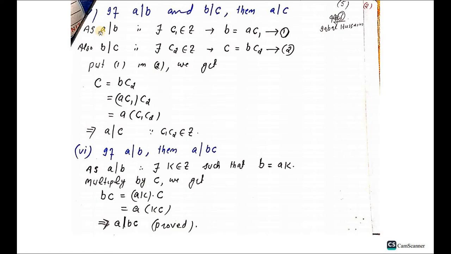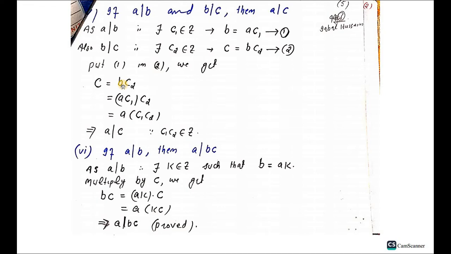अब यहाँ पे है a divides b, तो इसी रिजल्ट से हम कह सकते हैं there will exist integer c1 such that b will be equal to a c1. Similarly, b divides c means there will exist c2 integer such that c will be equal to b c2. Now put 1 and 2. This is 1, this is 2, so we will put value of b from here and we will put here. So this c is equal to b c2.